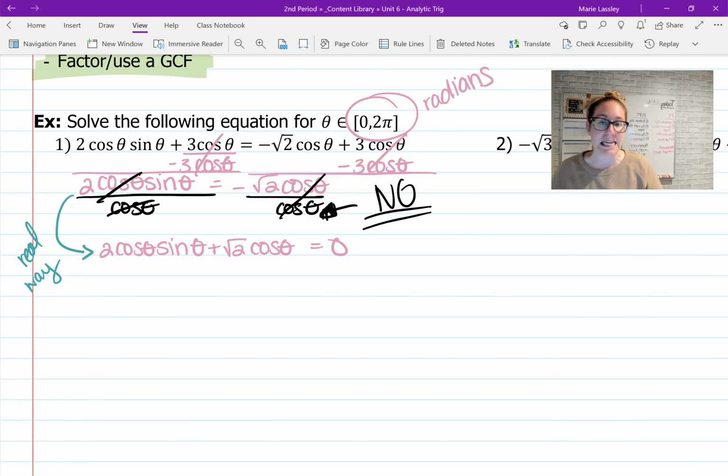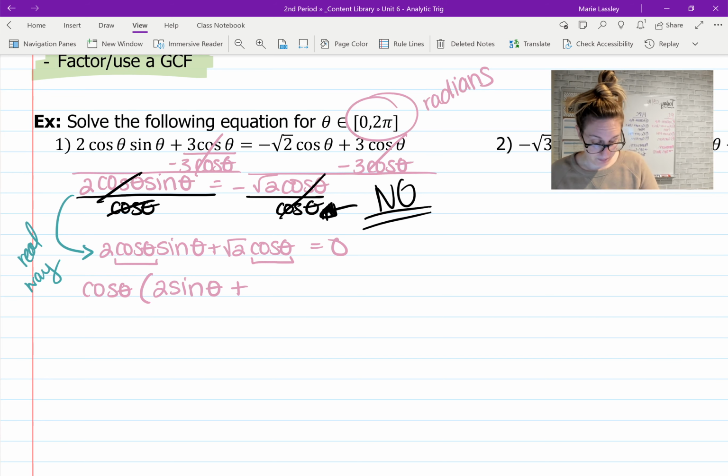If you ever feel the need to divide by a variable, which theta is, don't do it. You move everything to one side and you do what we call taking out a greatest common factor. You notice we have a cosine in both of our terms. So we're going to divide it out, pull it out to the front. We pull out a cosine theta from each piece, and what that leaves us with is 2 sine theta plus a square root of 2.